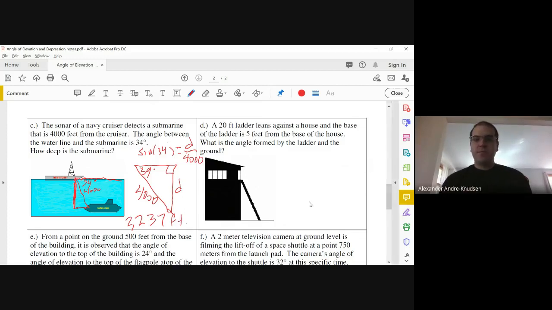Okay. A ladder leans against a house, and the base of the ladder is 5 feet from the base of the house.